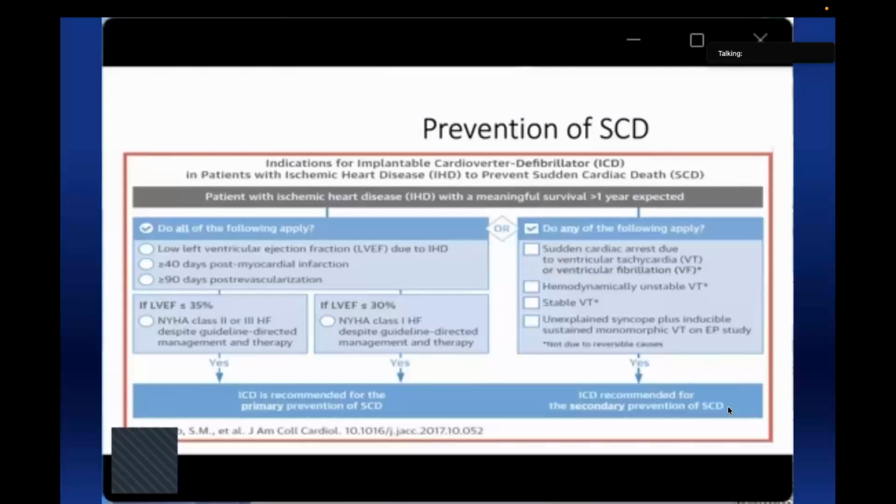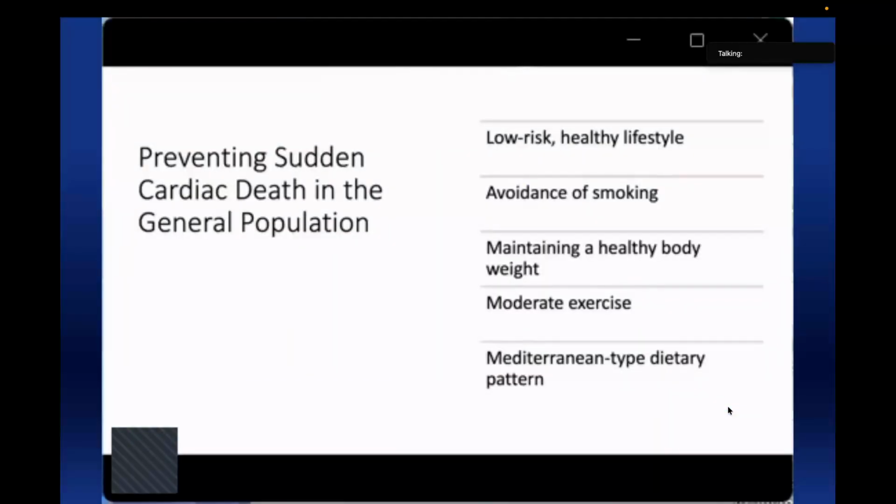Now, it depends on the brand. It can range from 300 to 1 million now for the ICDs. So preventing sudden cardiac death in the general population, you have to identify their lifestyle, advise them to avoid smoking, maintain a healthy body weight, do moderate exercise, and of course, choose the Mediterranean type dietary pattern.